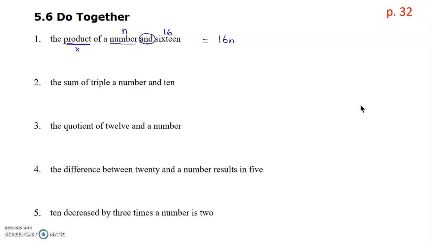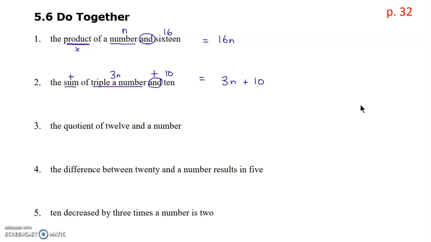For number 2, we're finding the sum of triple a number and 10. So sum is the result of adding, so we're going to find triple a number, which is 3 times a number, and 10. The operation adding goes where the and is. So our answer here is going to be 3n plus 10.